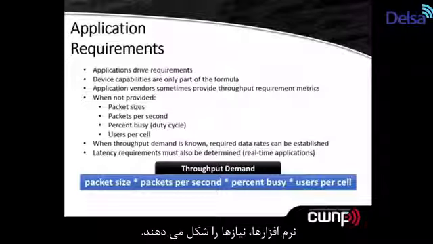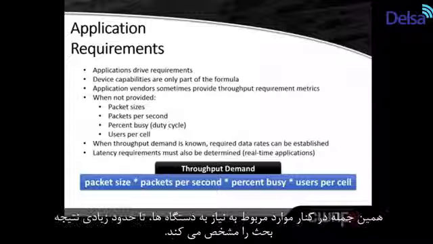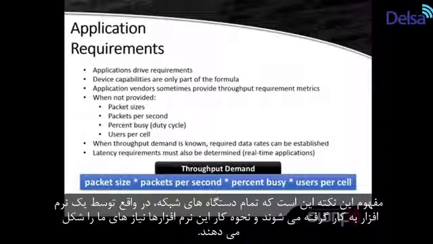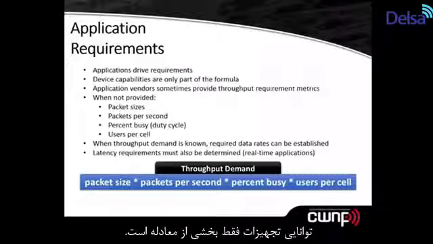Applications drive requirements. Now that statement alone can be the end of the story to a certain extent, as we'll see when we talk about device requirements. And what I mean by that is that all devices are utilizing some kind of an application, and the way that application behaves is going to drive our requirements. Device capabilities are only part of the formula.